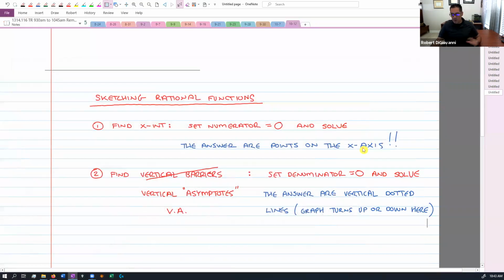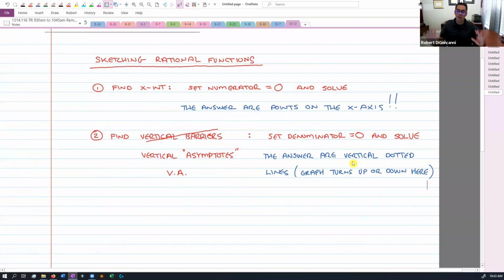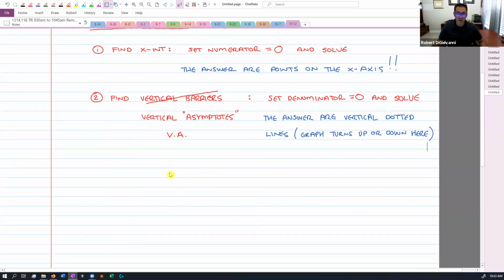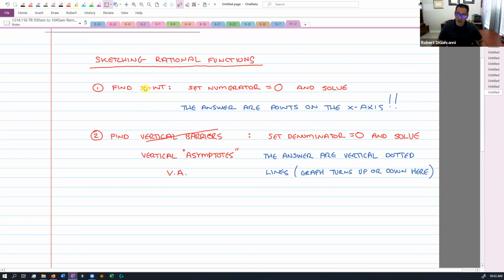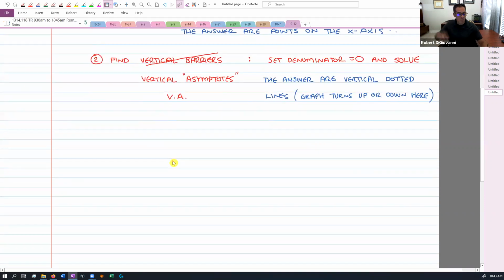Okay, so we're almost out of time. That's it. So here's what I want you to do for homework. I'm going to give you some functions right now, and all I want you to do are the first 2 steps. I want you to find both the x-intercepts and vertical asymptotes for these functions. This is the only homework I want you to do tonight. So homework.